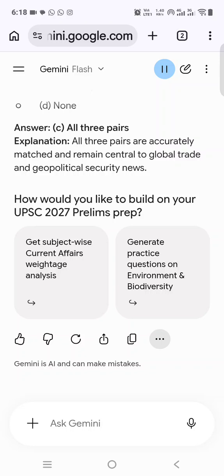Preliminary exam practice questions and answers across key current affairs themes, framed according to the latest UPSC CSE trend. Selected practice questions with explanations.